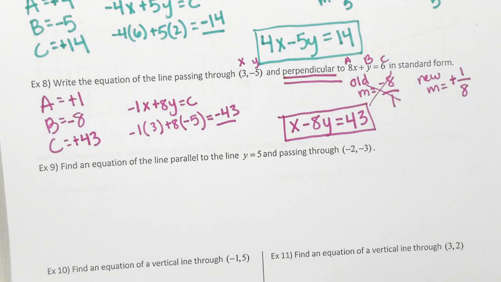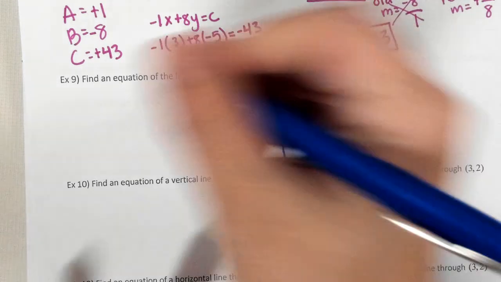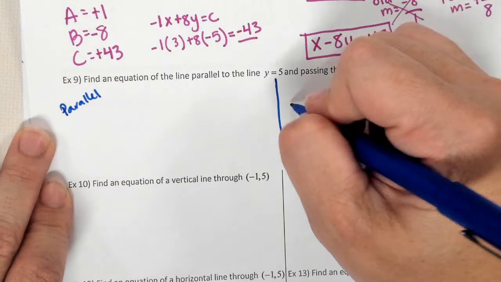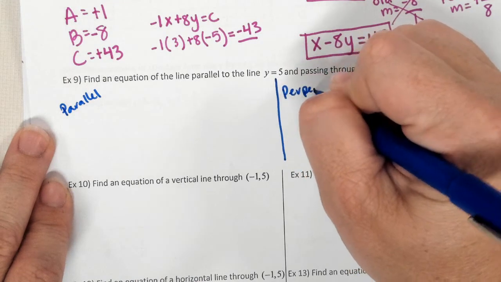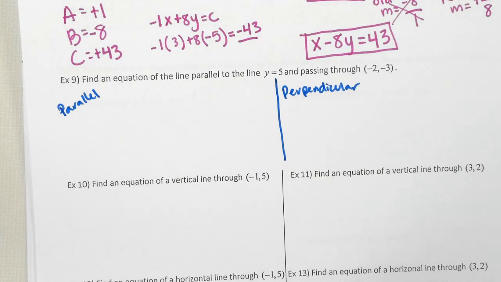Okay, these last ones are special cases. And I know number 9 only says parallel, but we're going to also talk about it being perpendicular, and you'll see why. So on one side we're going to do parallel, on the other side we're going to do perpendicular.